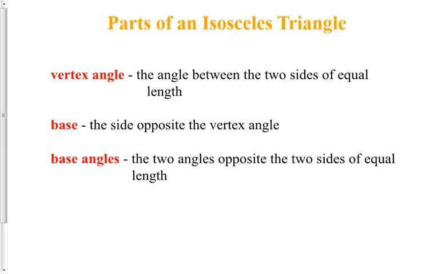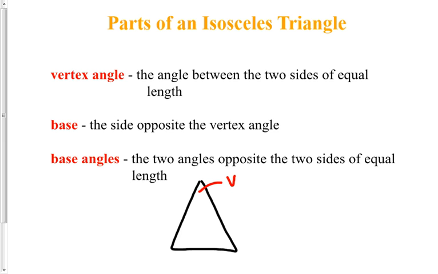Parts of an isosceles triangle. The vertex angle is the angle between two sides of equal length. The base, the side opposite the vertex angle. And base angles, the two angles opposite the two sides of equal length. So if we were to draw an isosceles triangle, this is sort of your classic isosceles triangle, where the vertex would be the angle at the top, the base would be the side at the bottom.